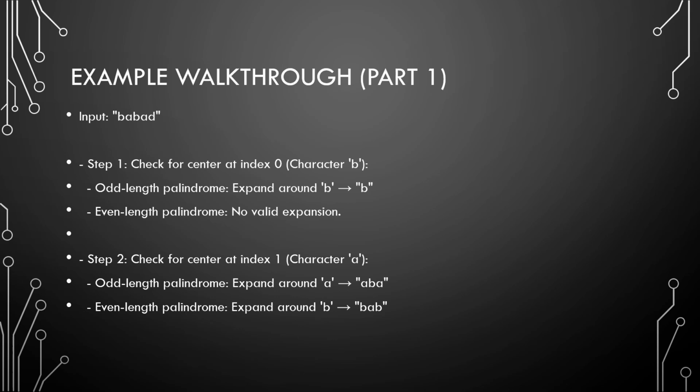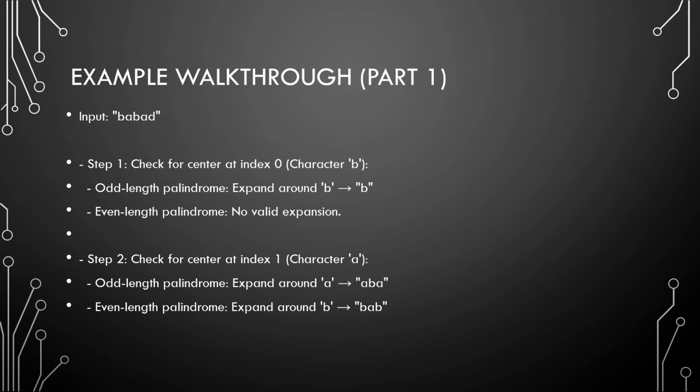Let's walk through an example. We take the string BABAD. For the first character B, we expand outward to check for odd length and even length palindromes. We find an odd length palindrome B and no valid even length palindrome.